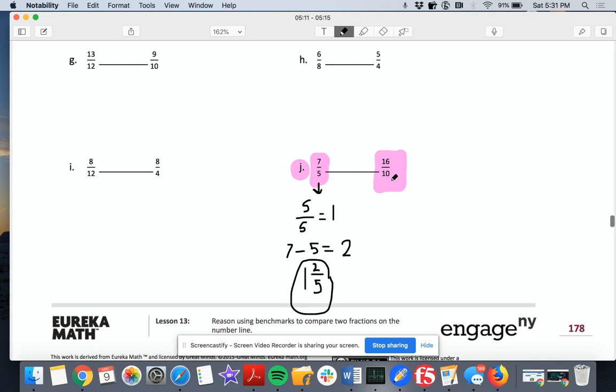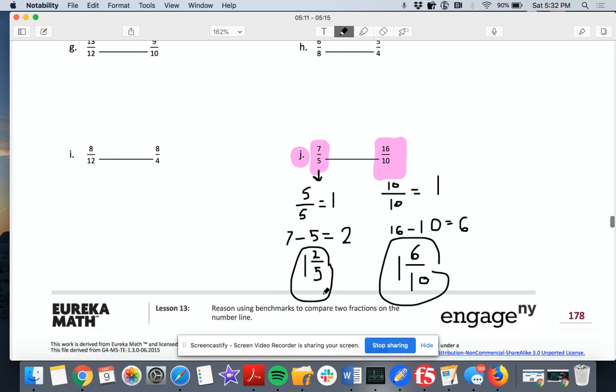And then I have 16/10. So if I rewrite that, I would have 10/10, that would equal to 1, and then 16 minus 10 would be equal to 6. And then what I have left is 1 and 6 over 10. Okay, that looks much easier to compare, but I still need to break this down further.